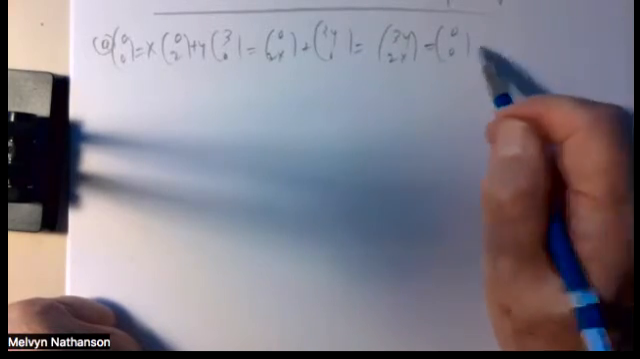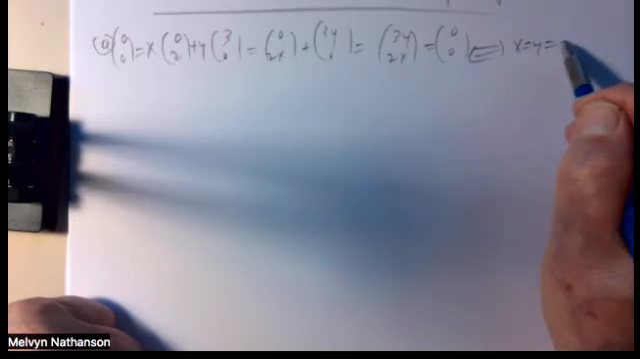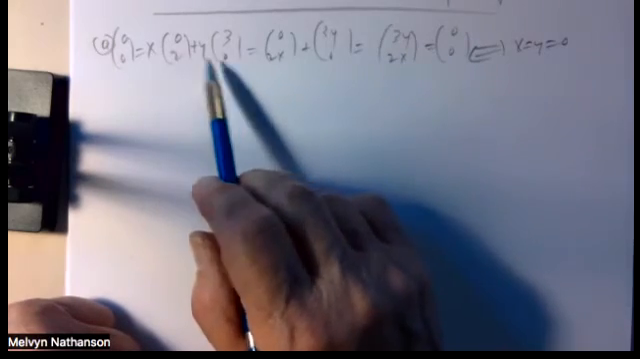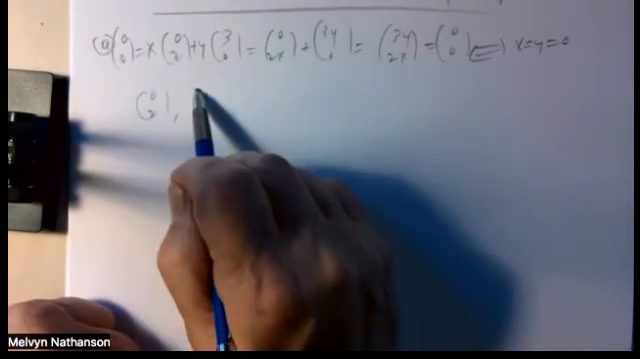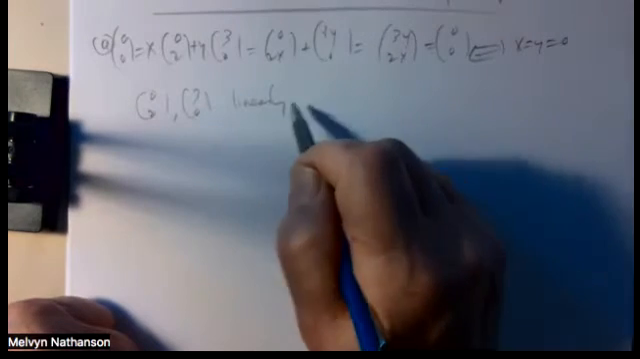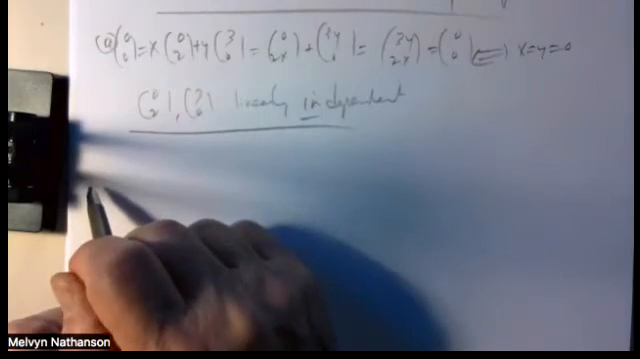And the only way this is the 0 vector is when both of these coordinates are 0, so x and y have to be 0. So it's only the trivial linear combination of these two vectors that produces the 0 vector. So (0, 2) and (3, 0) are linearly independent. No linear combination of them is 0. Any questions about that?